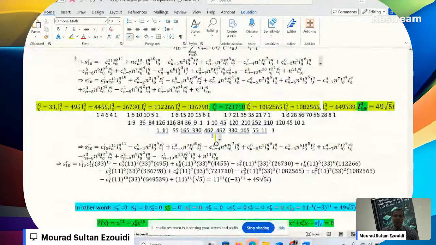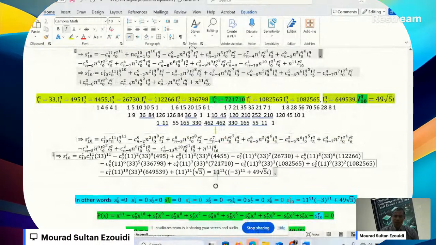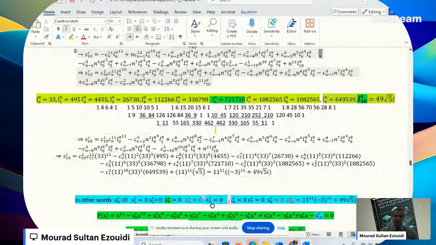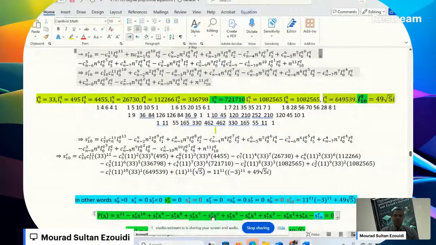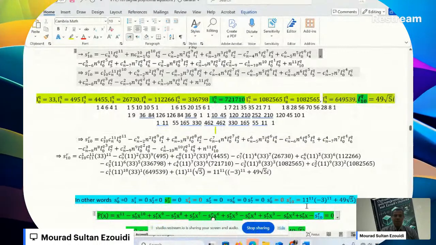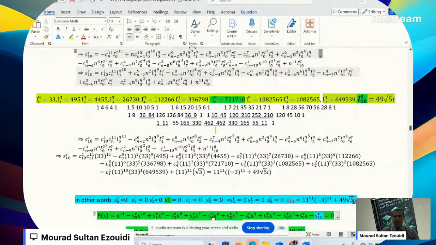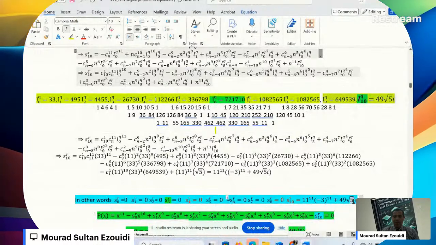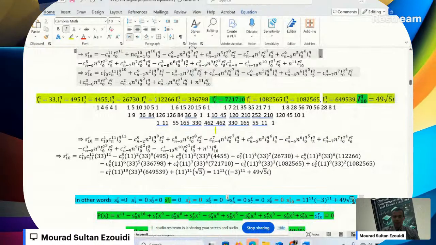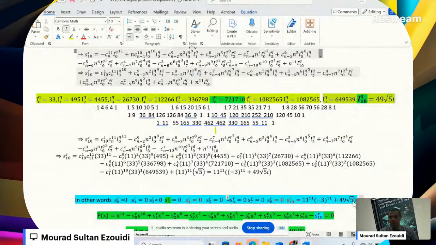So this is my kids, we told that all of the s0, s1, s2, s3, s4, s5, s6 equal 0 except s10, which is equal to 11 raised to the power 11 times negative 3 raised to the power 11 plus 49 root of 5 i. Like that.